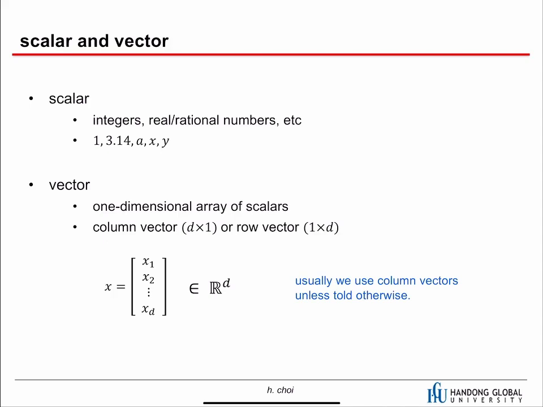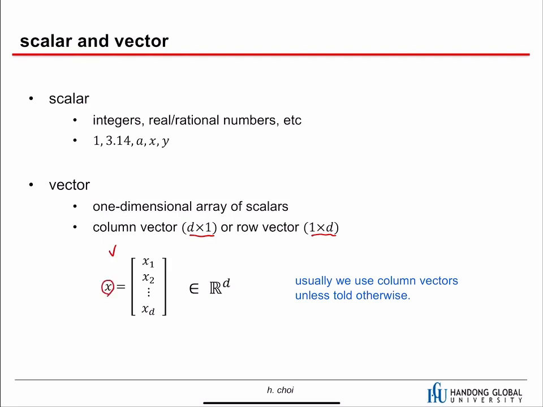A vector is a one-dimensional array of scalars. And if you are familiar with the C programming language, then you know what I mean by a one-dimensional array. We can use two different types of vectors. The first one is the column vector, and the second one is the row vector. The shape is completely different. The shape of a column vector is d times 1, and the row vector is 1 times d.